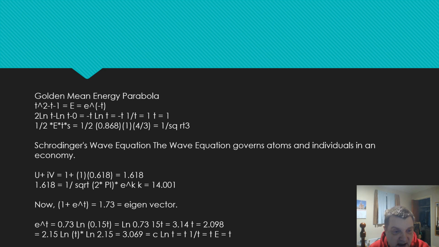U is equal to I plus V, I times V, which is equal to 1 plus 1 times the value of V is minus 0.618, is equal to 1.618. So 1.618 equals 1 divided by the square root of 2 pi times e to the power k times, and k is equal to 0, or is equal to 14.001.